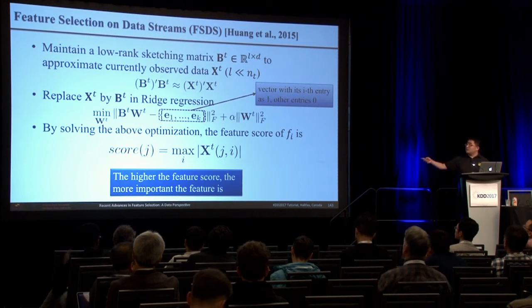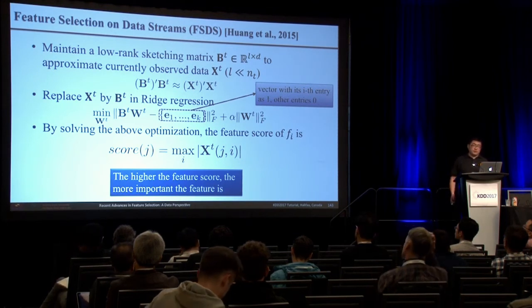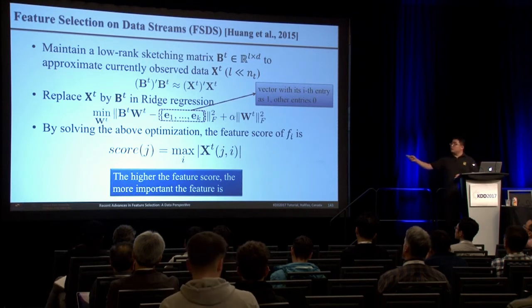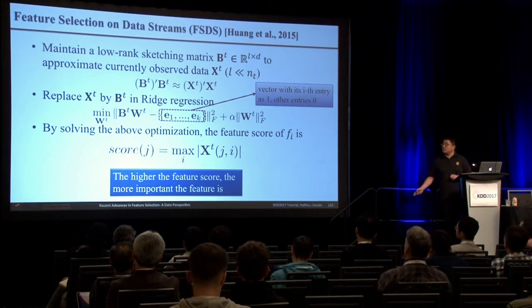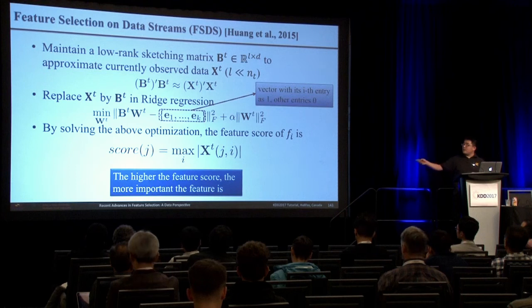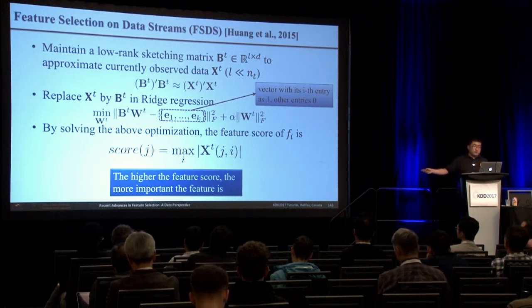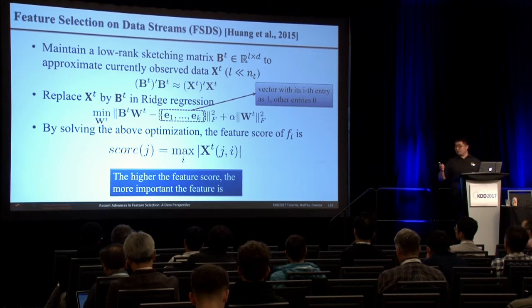And also the regression target can be adjusted. So basically, they only need to solve this problem at each time step, and this problem is much easier and more efficient to solve. After solving this problem, they can obtain the feature scores by using the max pooling function. So basically, the higher the feature score, the more important the feature is.